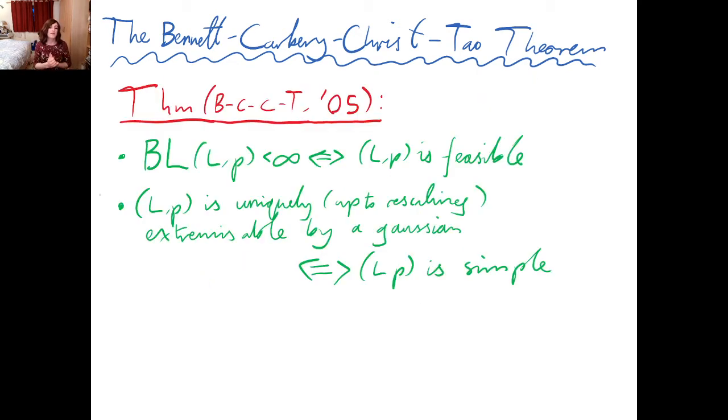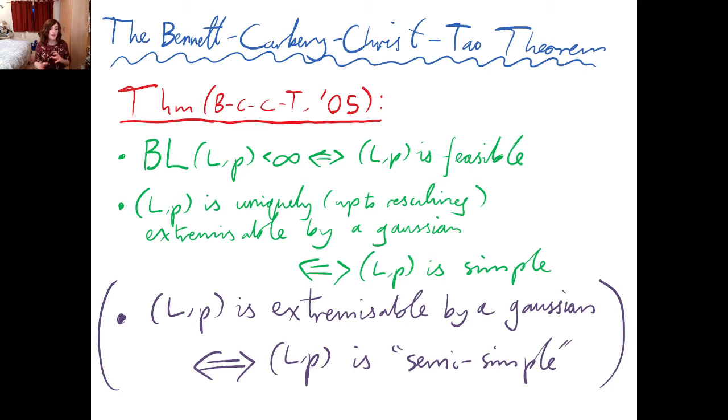So the theorem is this: if your datum is feasible, then the associated Brascamp-Lieb constant is finite, and vice versa. Moreover, the inequality associated with (L, p) is uniquely extremizable by a Gaussian if and only if the datum is simple. And it is extremizable by a Gaussian if and only if (L, p) is semi-simple. I'm not going to go into too much detail over what that means. Suffice to say that (L, p) is in some sense equivalent to a direct sum of simple data, which I'm not going to define, but just to give you a flavour of this extremizability property.